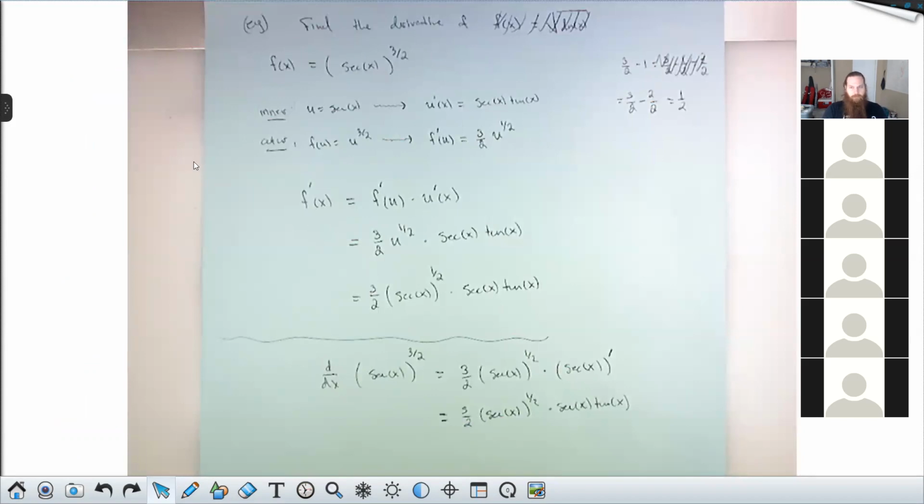I have a quick question on this problem. Sure. Why didn't you get rid of secant x, like when you found the derivative at the bottom? Like, why didn't you just put tan x? Well, because the derivative of secant is secant tangent.